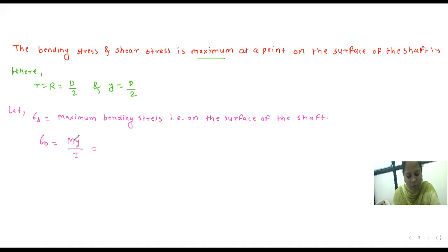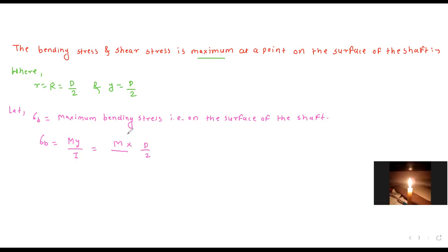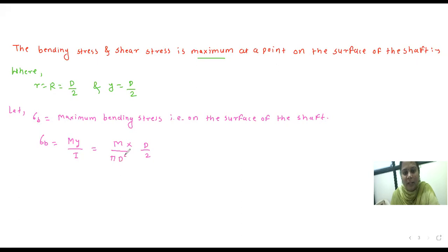Now we will put in the values. M we will take as it is. Y means D by 2, so into D by 2. And I is the moment of inertia for a circular shaft. Now you tell me the moment of inertia for a circular section. Pi into D raised to 4 divided by 64.